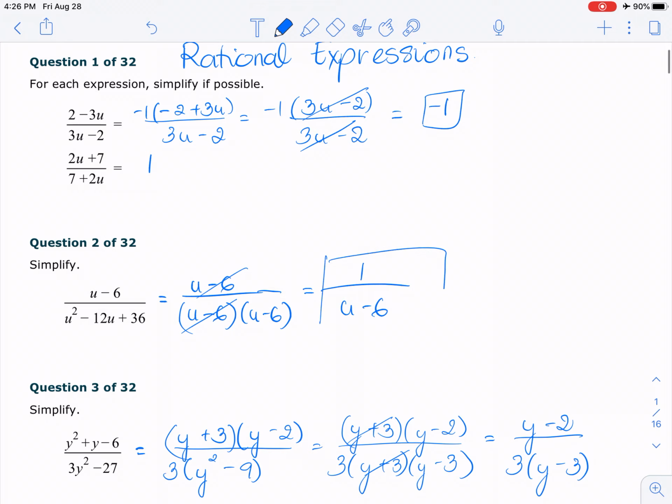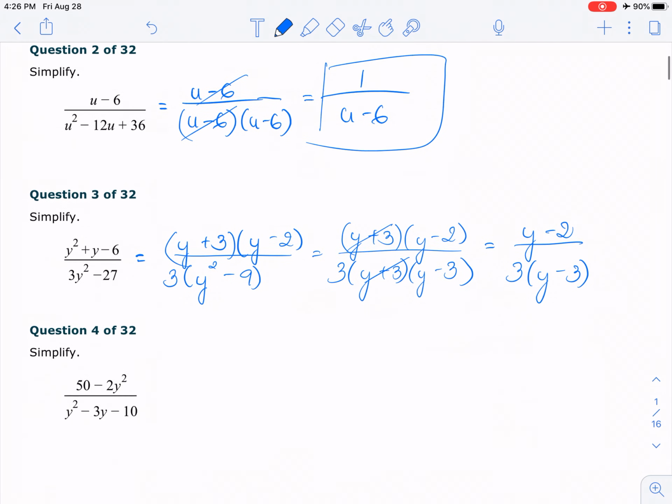For this problem, I want to remind you that some people forgot to put the 1 on top, and that's very important. If you don't have the number 1 in the numerator, that means you have a completely different answer. So keep that in mind.